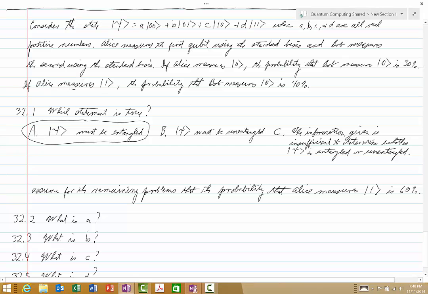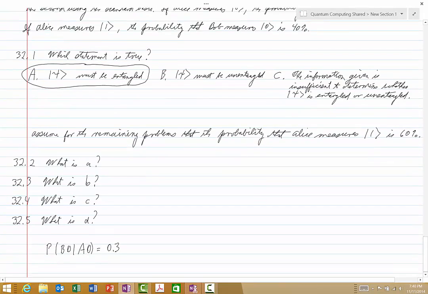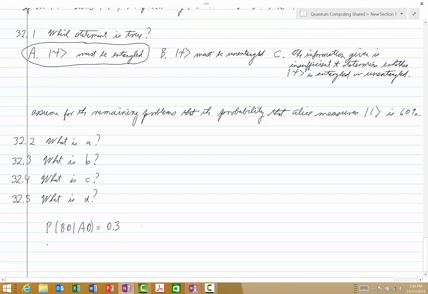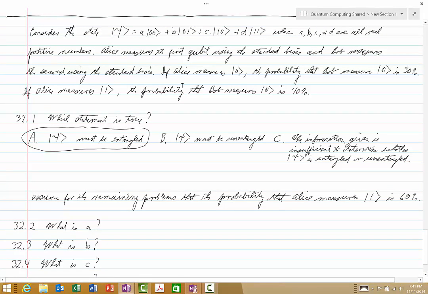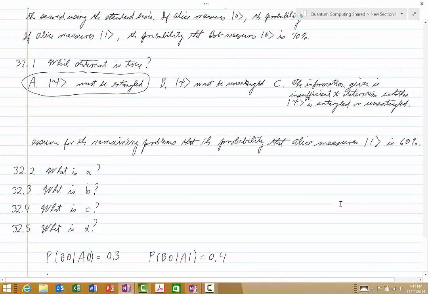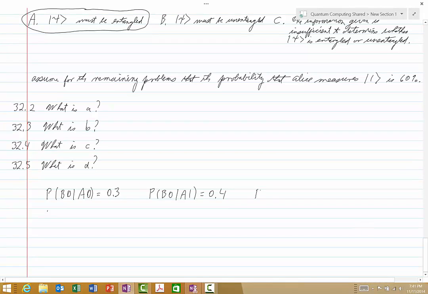Now the next one. If Alice measures 1, the probability that Bob measures 0 is 40%. So this is P of B0 given A1 equals 0.4. So both of those are conditional probabilities. And then we have one more piece of data, which is that the probability that Alice measures 1 is 60%. So P of A1 is equal to 0.6.